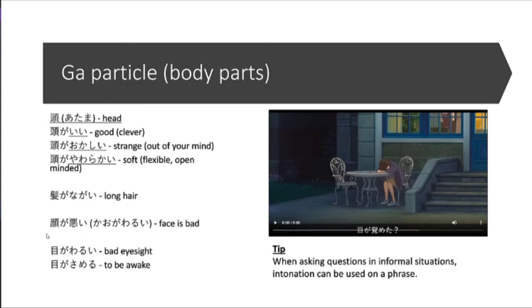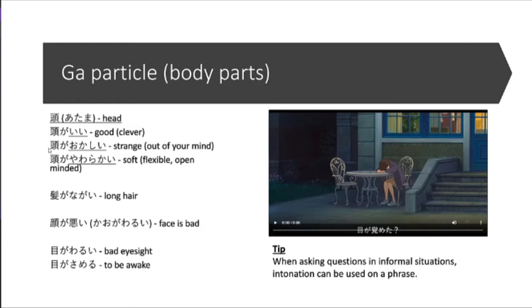Okay, here we go. So that's what I was talking about, the kao, the body parts. And when we're using the ga particle, for most of the time we're using it for body parts, we will use the ga particle to describe it. So for example, if you've got atama, which is head, atama ga ii, which means good head, which means clever. Atama ga ii ne. So that's just a phrase to say you're clever. Atama ga okashii means that you're insane, you're crazy, you're out of your mind. Okashii means strange, or atama ga okashii. Now, you could learn ga as, oh, the focus is on the atama.